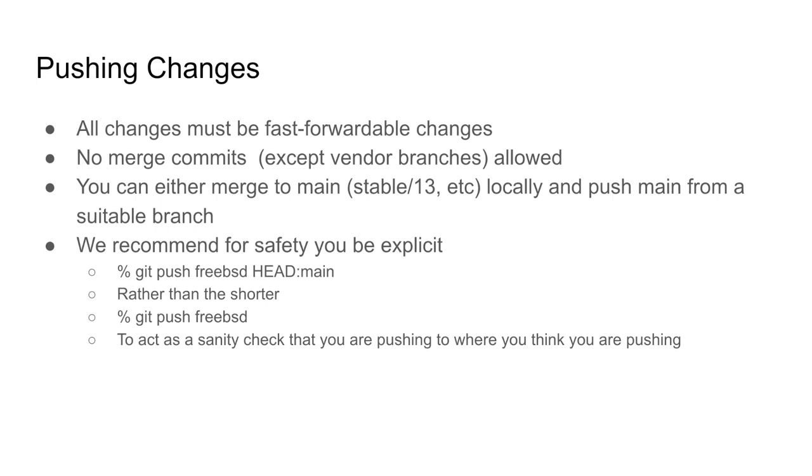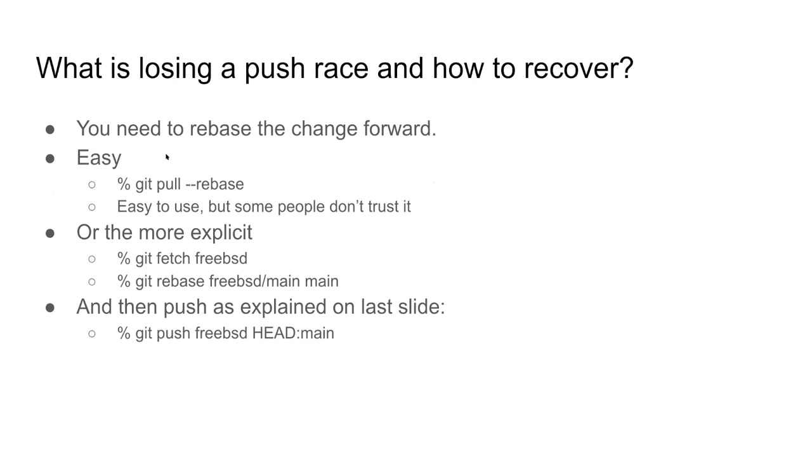When things go wrong, what you need to do. So we have to have a linear history. What happens if you lose the race? The easy thing to do is just do a git pull --rebase. That works for everything except vendor branches. And when I talk about vendor branches here in a little bit, I'll tell you the variation you need to do for that. It's very easy, it's very simple. But some people don't trust it. They prefer to be more explicit.